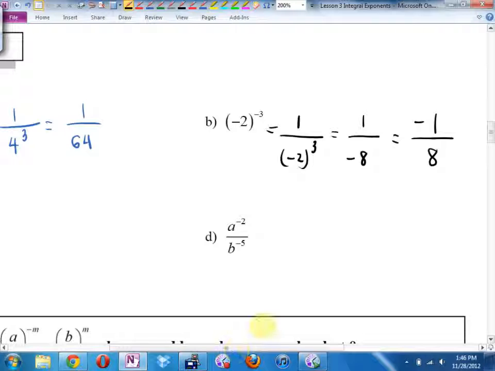Mr. Dueck, why doesn't this negative become an elevator and move to the top? Is that negative an exponent? Then don't do that.